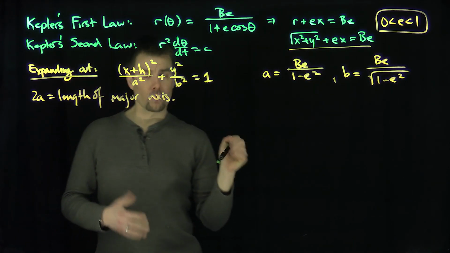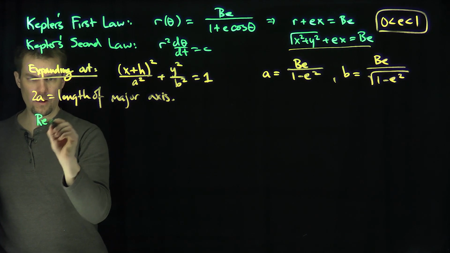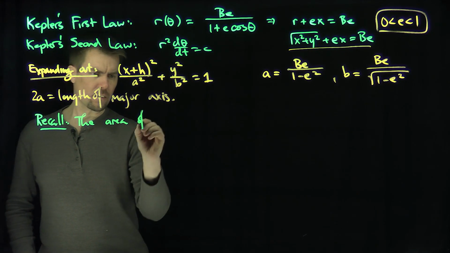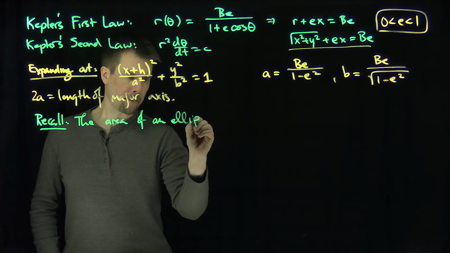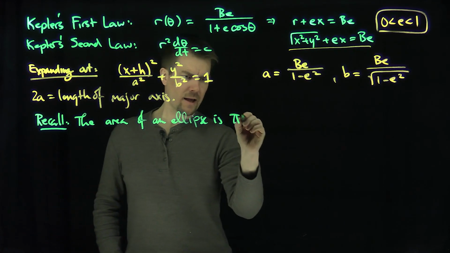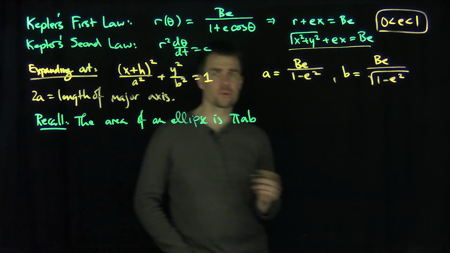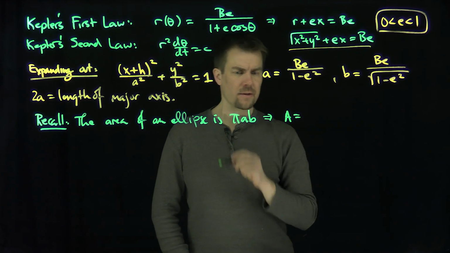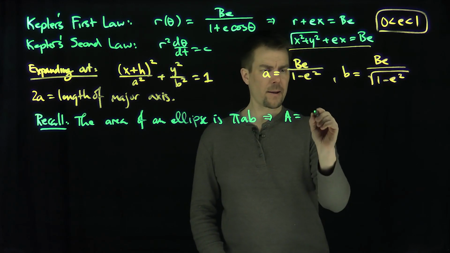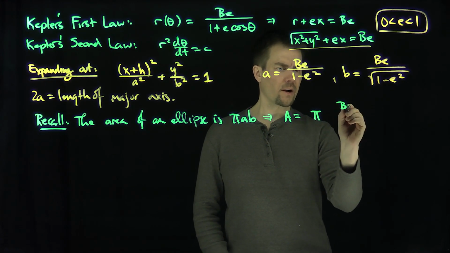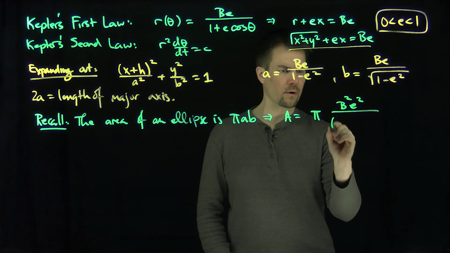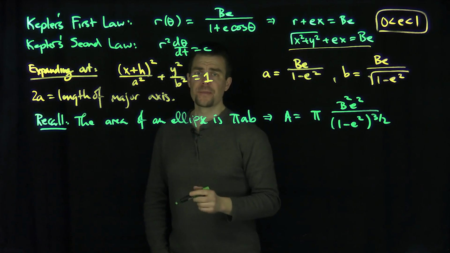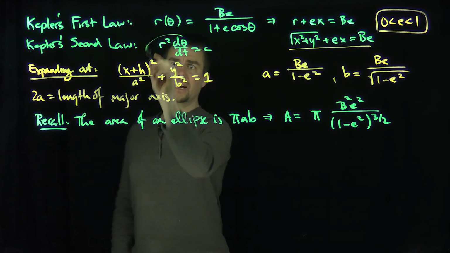So now I'd like to recall the area of an ellipse is pi a b. That follows from Green's theorem. I can link that; we prove that in another video. And so this implies that the area of this ellipse is going to be pi times b squared e squared over 1 minus e squared to the power 3/2. That's the area. Now I can also use Kepler's second law.